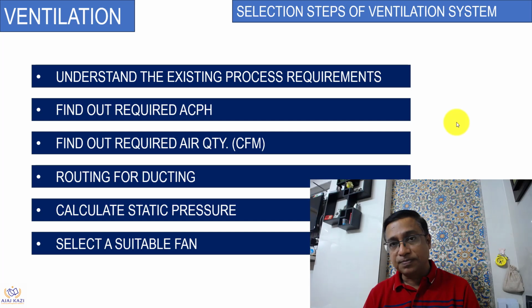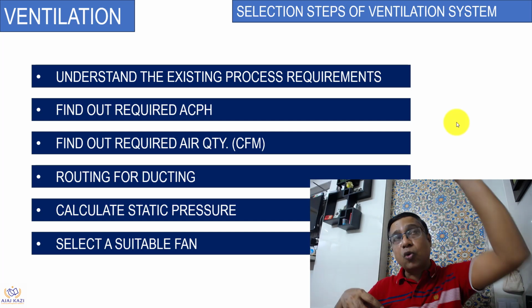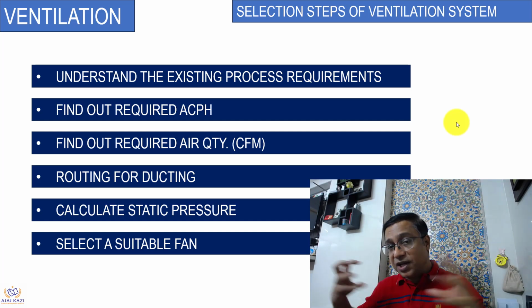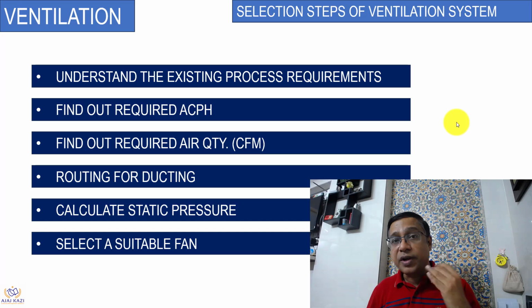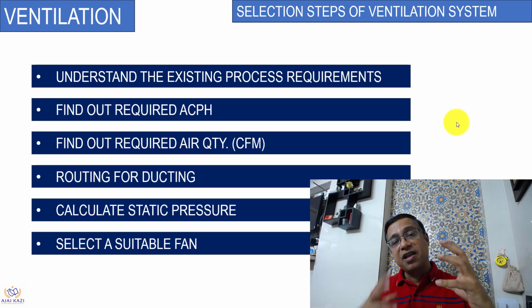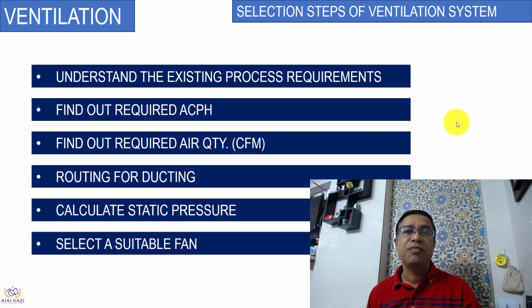Calculate static pressure. If you are going to select a fan and the fan has to draw air from one side of the corner of the building and throw it long, if there is a ducting involved, it will have resistance. So that resistance is basically an external static pressure. So you need to calculate so that you select the fan with a capacity that can pull that air from that area, right? Select a suitable fan.